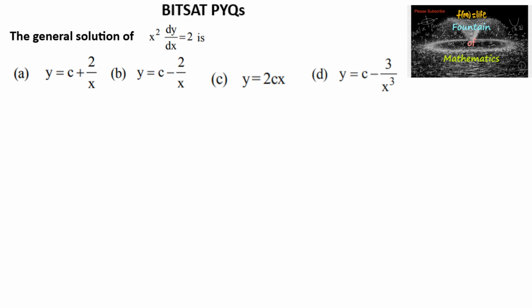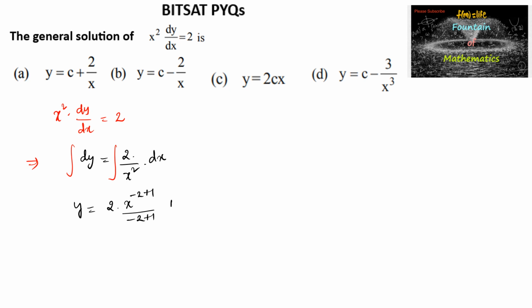We find the general solution of x square into dy by dx is equal to 2. Which implies dy is equal to 2 upon x square into dx, and integrating on both the sides, integration of 1 dy is y is equal to 2 into x to the power of minus 2 plus 1 upon minus 2 plus 1 plus c, that is y is equal to 2 upon minus 1 x to the power minus 1 plus c, or y is equal to minus 2 upon x plus c, which is option B, c minus 2 upon x. We can go with option B.